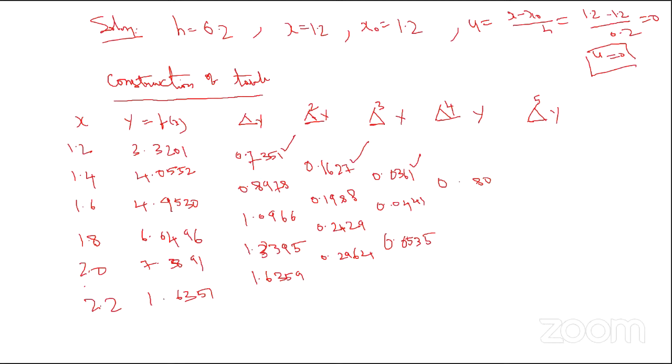Zero point double zero eight zero. 0.0094. 0.0094. Next, 0.001. Delta 5. 0.014. We will use... So next.